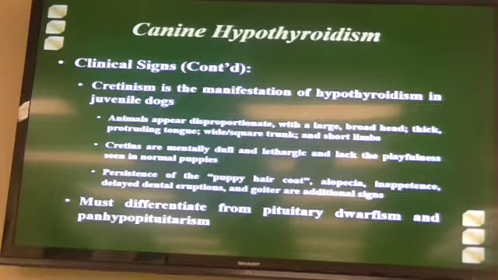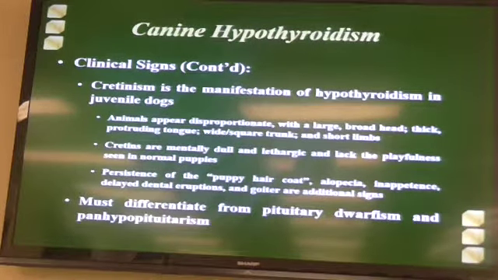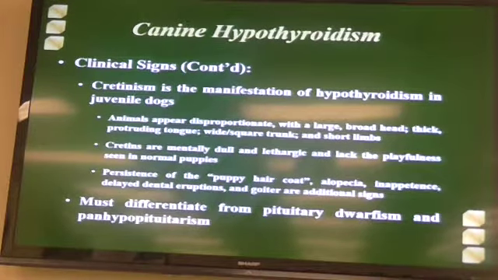Remember when we talked about growth hormone, we talked about hyposomatotropism, how they kept their proportions, they're just smaller all over? Cretinism differs from that in that they're smaller, but they're not proportional. You're going to be kind of blocky looking when you see them. So they have large, broad heads, thick protruding tongues, wide, square trunk, short limbs. They are mentally dull, and they lack the playfulness seen in normal puppies.